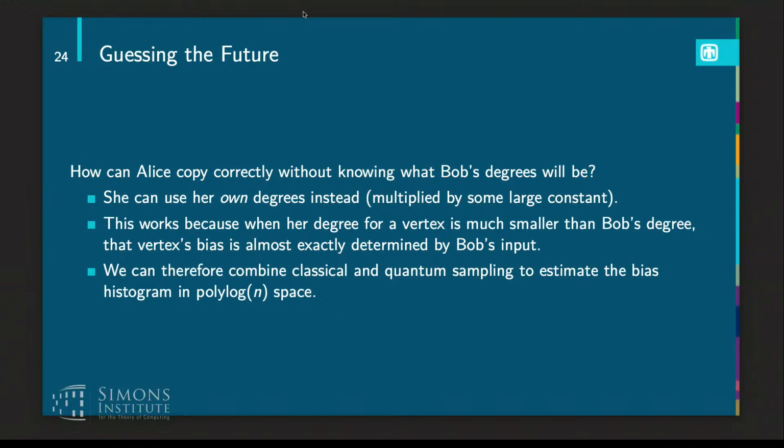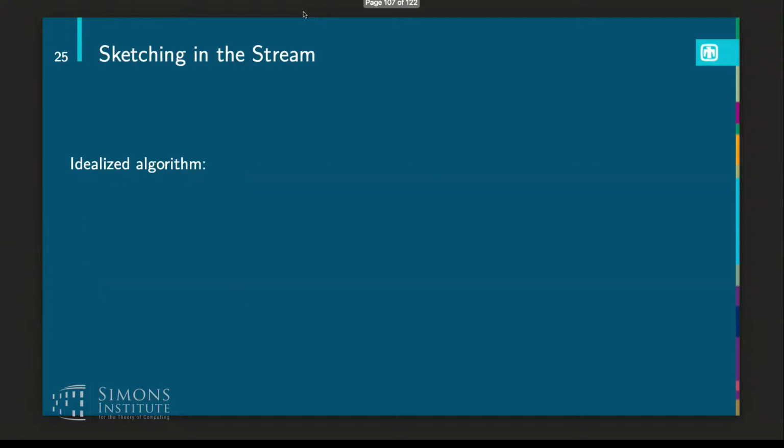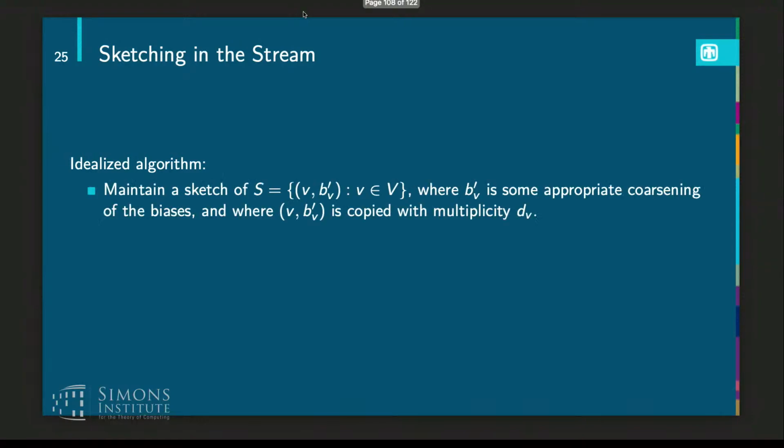And instead, what I want to move on to for the final part of describing this algorithm is how you can actually do all of this in a streaming setting. Ideally, based on this description, what we'd like to do in the streaming setting is maintain a sketch of the vertices in the graph, where each vertex comes attached with a coarsened description of its bias, and where each vertex-bias pair is maintained in multiplicity corresponding to the degree of that vertex.